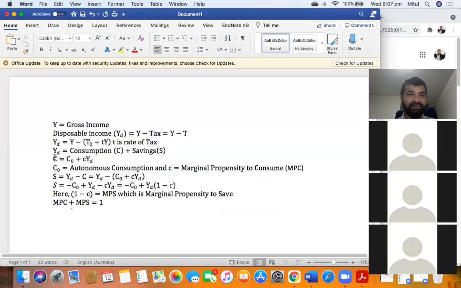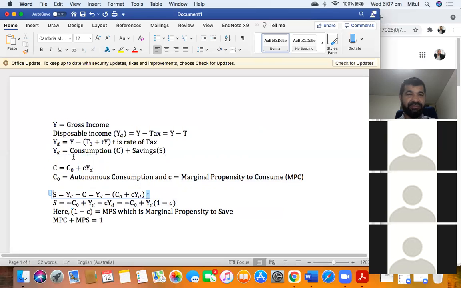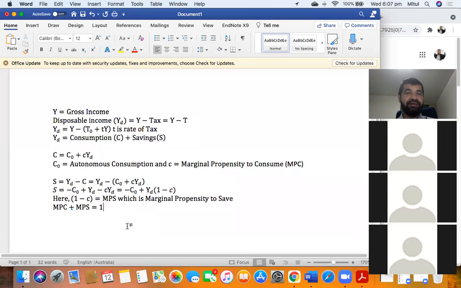So 2 sections in here. This one I can say another section, and this one another section. There are 3 sections in here. So we try to make 3 different models here. In the first model, we try to define our disposable income, which is consumption plus savings.